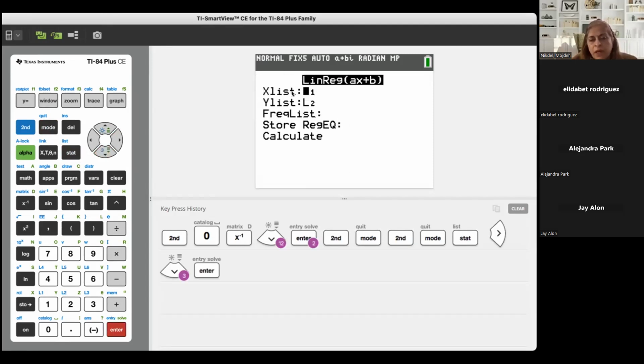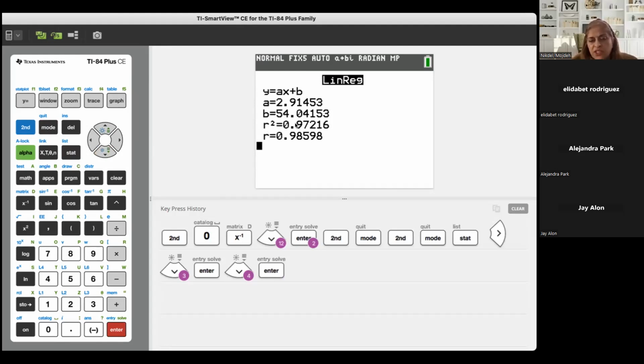I enter my length of thigh bone under list 1. Okay. I enter my height of the human under list 2. I'm going to ignore the frequency list and the stored regression equation. Then I'm going to highlight calculate, press enter. So I have a window that writes y equal to ax plus b. It gave me the a value. It gave me the b value.